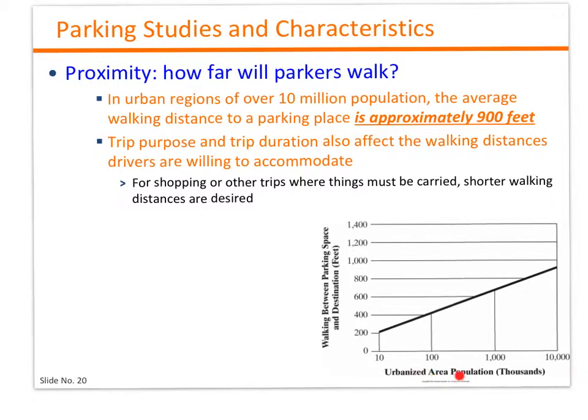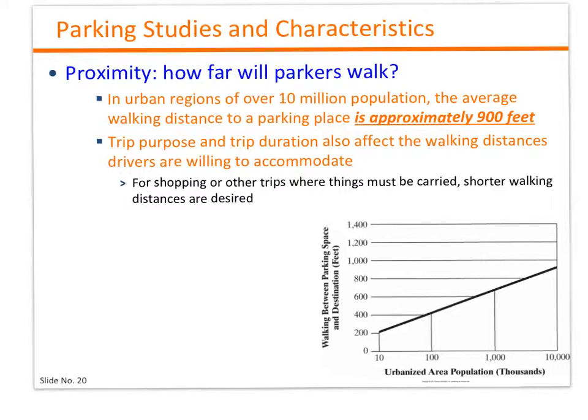This is the urbanized area population in thousands. So this is 10,000, 100,000, 1 million, and this is 10 million. Even at 10 million, if you go all the way up, this is the 900 that I was talking about, approximately 900 feet. So again, on average, this is the walking distance that any driver is willing to do to reach their parking facility, leave the car there, and go to their destination.